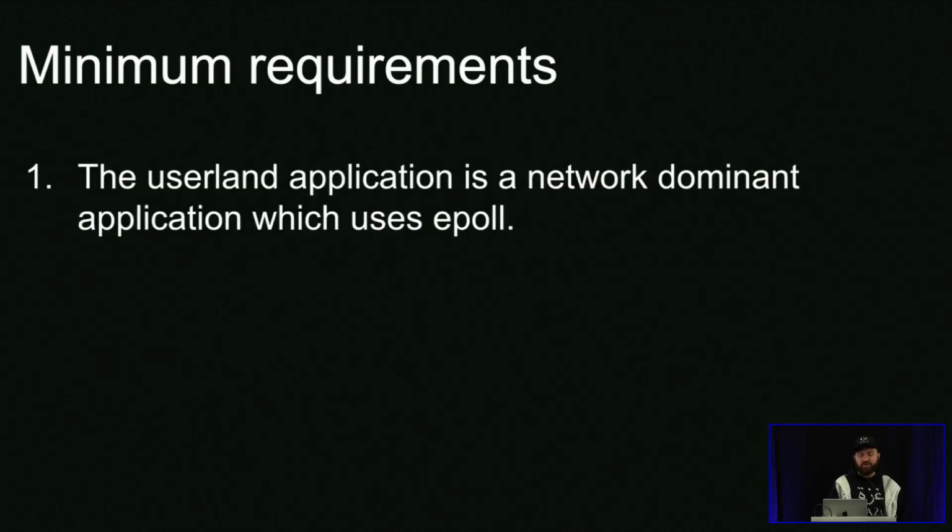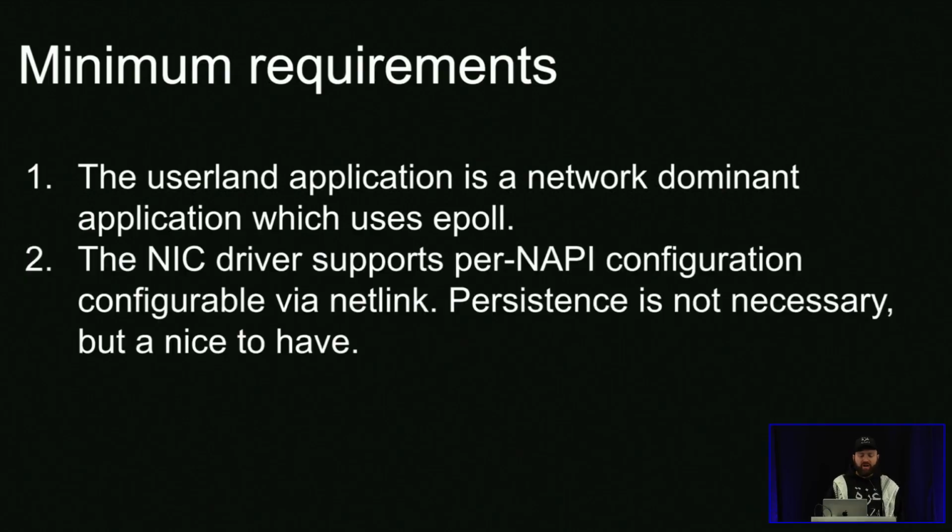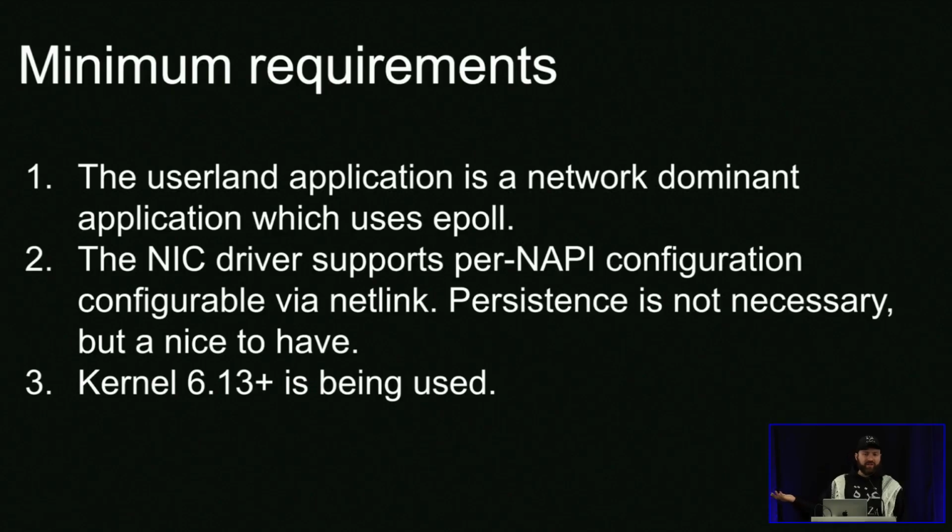There are a few minimum requirements if you want to use interrupt suspension. The first is that your userland app is a network dominant application that uses epoll. The other requirement is that the NIC driver for the NIC that you're using supports per-NAPI configuration that's configurable with Netlink. Persistence is not necessary, but it's very nice to have. And you're using a kernel that actually has this feature in it, so kernel 6.13 or higher. That's the minimum requirement. So if you have these three things, then you can use interrupt suspension to get better efficiency. And I'm going to show you performance data soon, so don't worry.